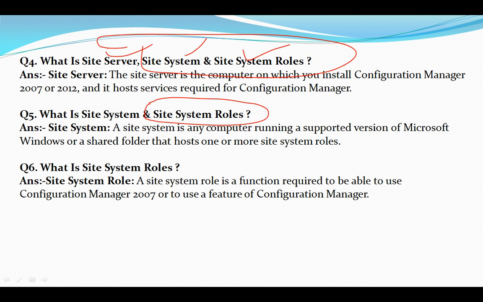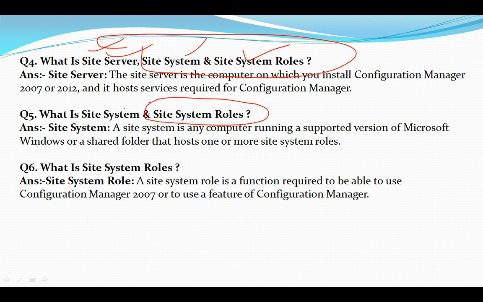Site server is the computer on which you installed Configuration Manager 2007, 12, or whichever version. It could be 16 also, whichever you are using, and it hosts the services required for Configuration Manager. So this will be your main computer where you will install your Configuration Manager, and it will provide all the services to Configuration Manager. Next question, guys, is: what is site system? I have spoken about site server. So it's a main server.